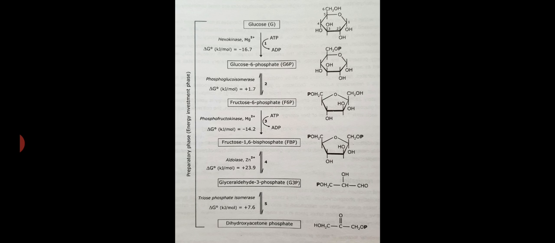In step 4, cleavage of fructose 1,6-bisphosphate into two 3-carbon molecules, glyceraldehyde 3-phosphate and dihydroxyacetone phosphate takes place, and this reaction is catalyzed by the enzyme aldolase.